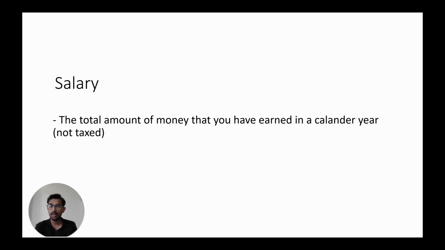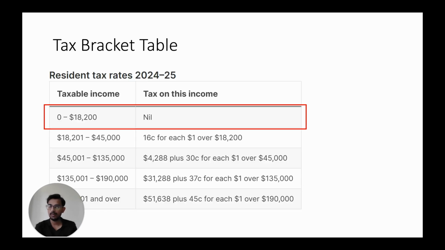In Australia, there is a way to calculate how much tax is deducted from your salary. That is using the tax bracket table. On the tax bracket table, you will see that between $0 and $18,200, you don't have to pay any tax on this income. This is applied to all the income. So if you are making around $70,000, you will need to minus $18,200 from that amount, and the rest of the income will be taxable.